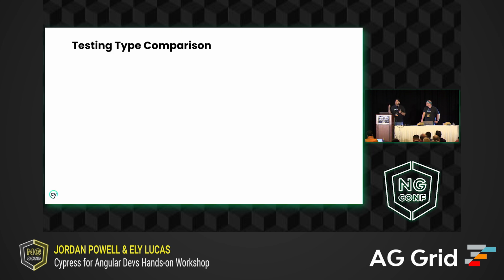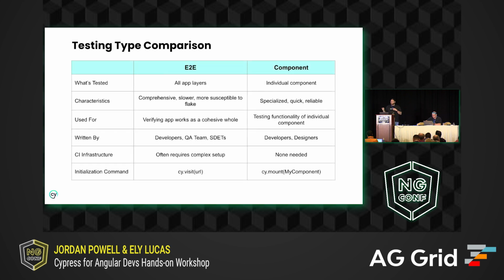So another thing I want to highlight here is a little guide, a table between both of these things. So we have, with end-to-end testing, what's tested, right? We have the entire app layer versus component testing. It's just an individual component.